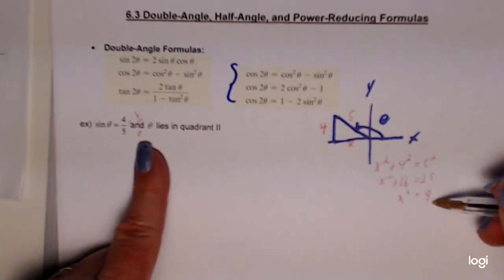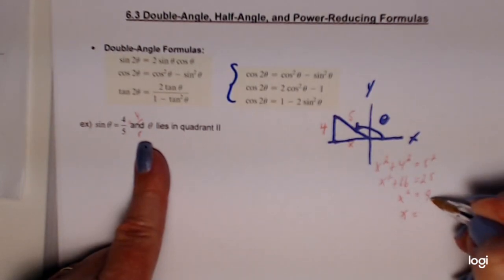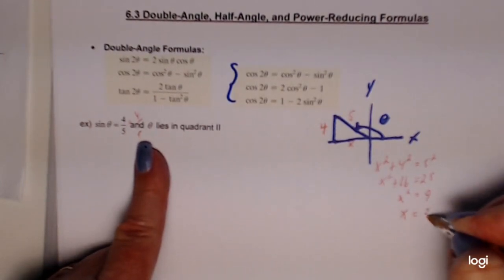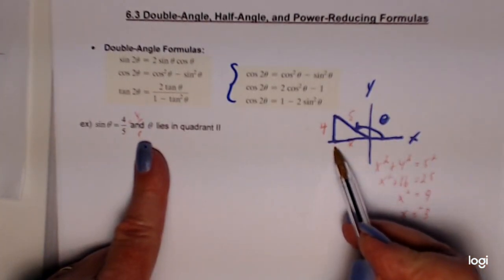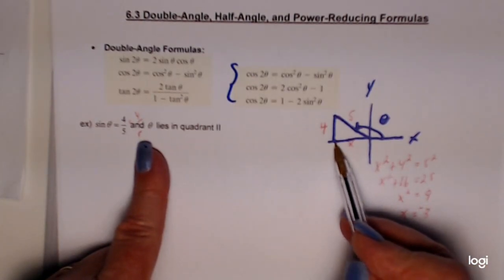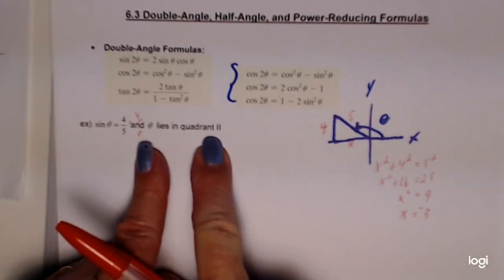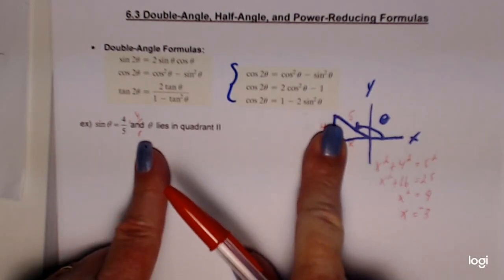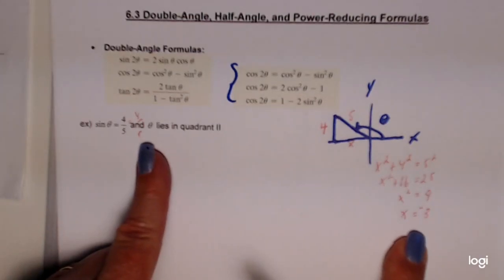X squared plus 16 is equal to 25, and then x squared is equal to 9. 25 minus 16 is 9, and then taking the square root of both sides, the square root of 9 would be 3. In our case, I'm going to say it's negative 3 because we can see from this picture, x would be negative. But if you didn't make a picture like this, because we are in quadrant 2, x is negative. So by definition, in Q2, our x is going to be negative. So now we can use this information.